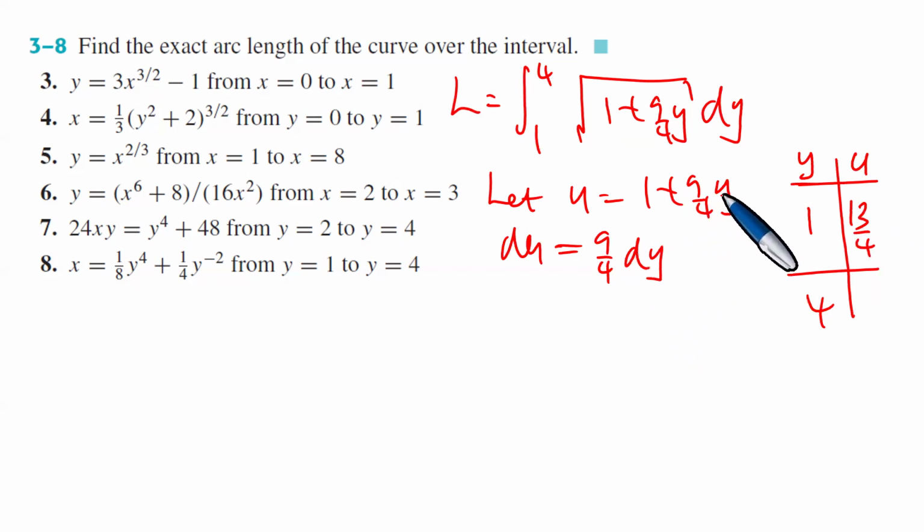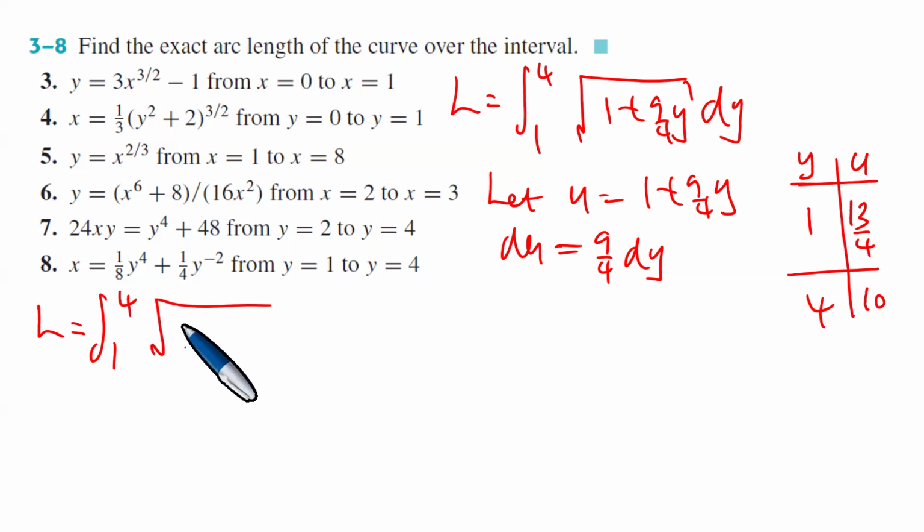If you put 4 here in the place of the y, it's going to be 9 plus 1. And what is 9 plus 1? 9 plus 1 is exactly a 10. Put the 4 in the place of the y, because y is 4, then it cancels out. Therefore, now you perform the integral from 1 to 4, the square root of 1 plus 9 out of 4 y dy.